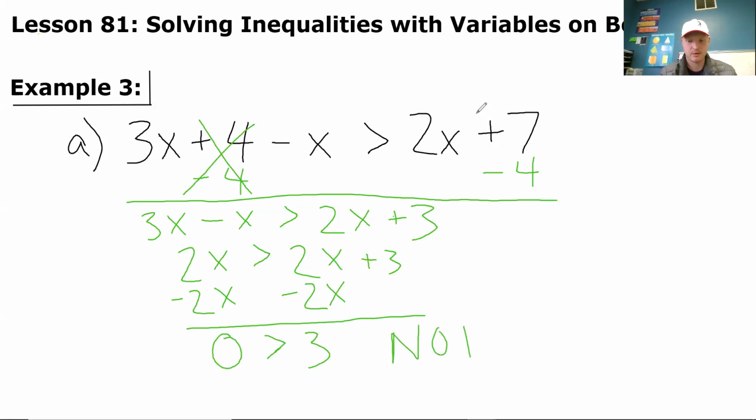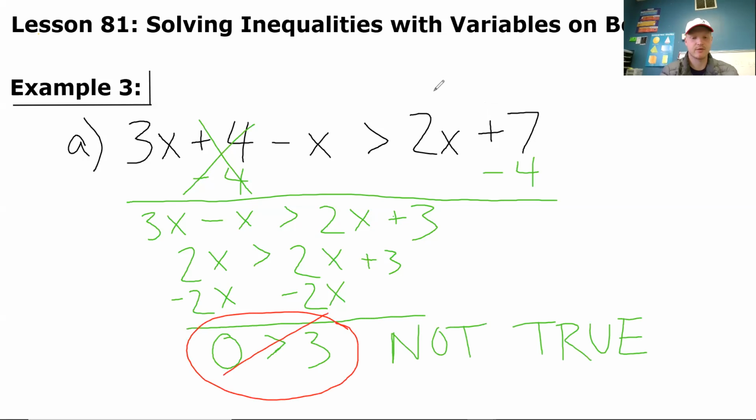So not true. I'm okay with you saying not true like this, or you can just take a big circle around your answer and cross it out like that. So same type of concept. That's just saying that this inequality is not true, because is 0 greater than 3? No. 0 is less than 3. Okay, so let's go ahead and try letter B now and see if letter B is true.